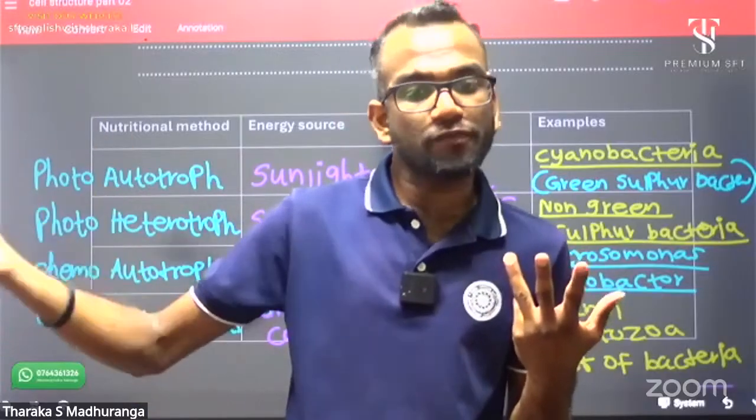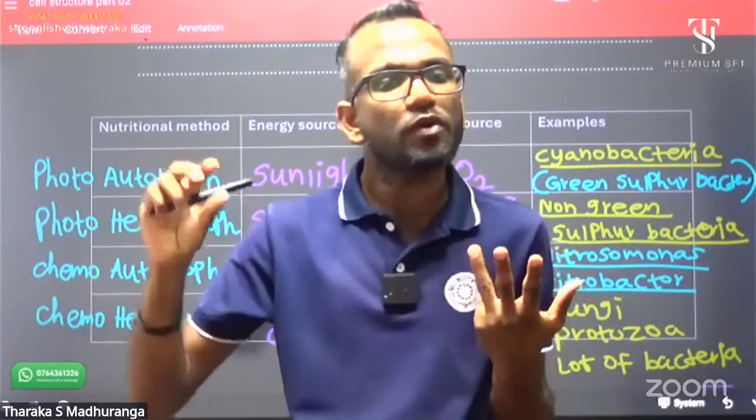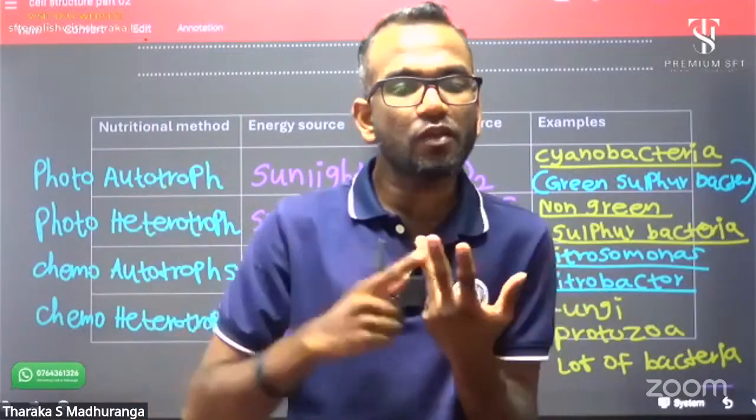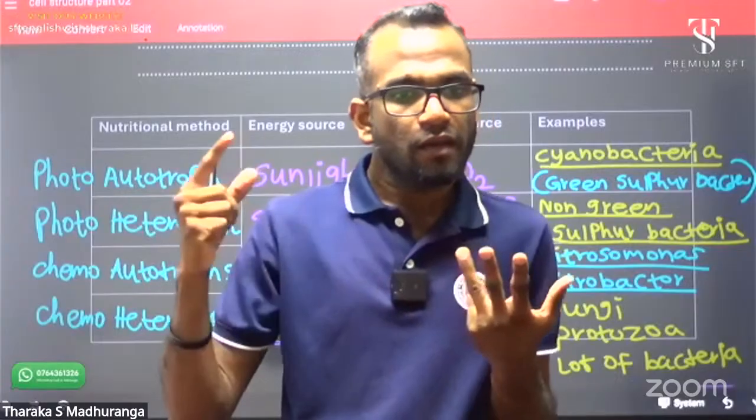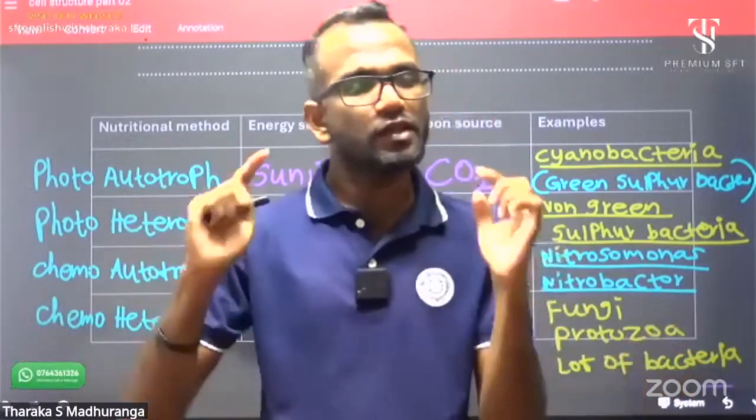Final one, microaerophilic. Microaerophilic means 5 to 10 percent, very low oxygen levels, living in low oxygen levels. Examples, Lactobacillus. Okay, right? Nutritional diversity.